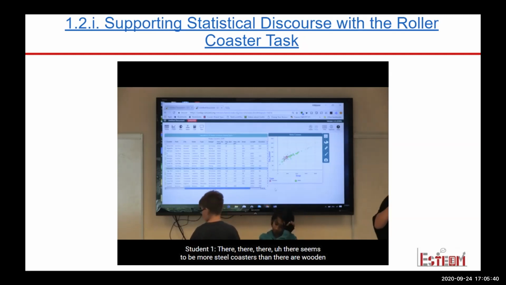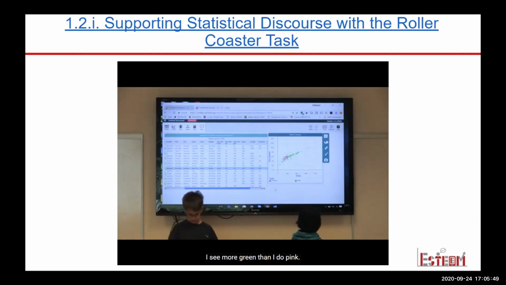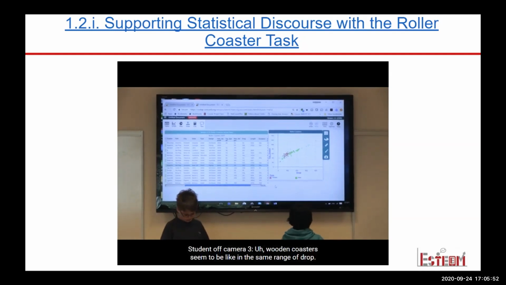There seems to be more steel coasters than there are wooden. All right, there seems to be more. So in our data set, there seems to be more steel coasters than wooden coasters. I see more green than I do pink.